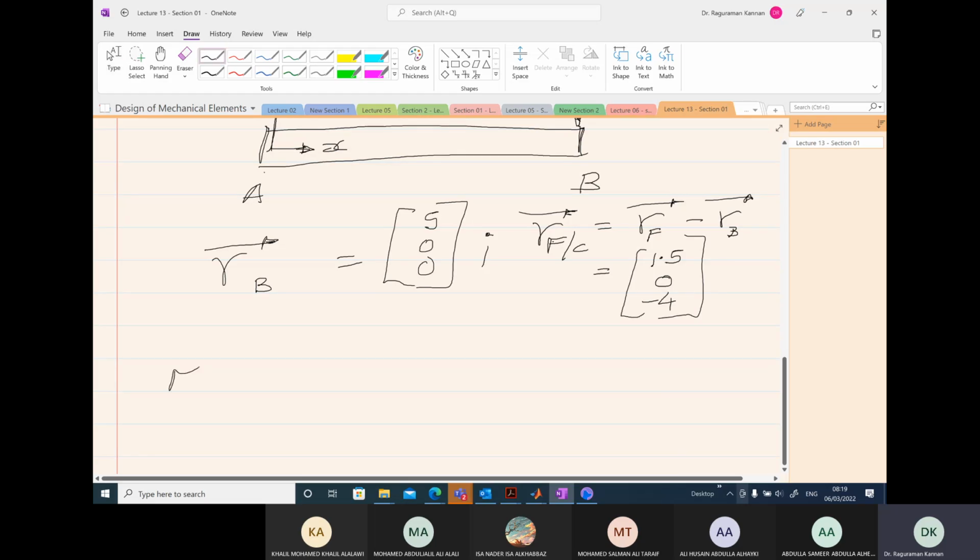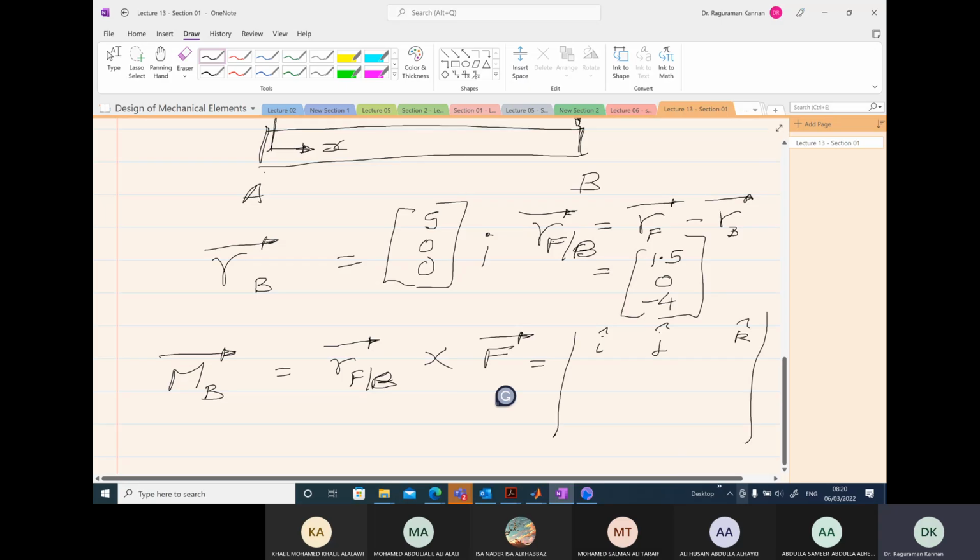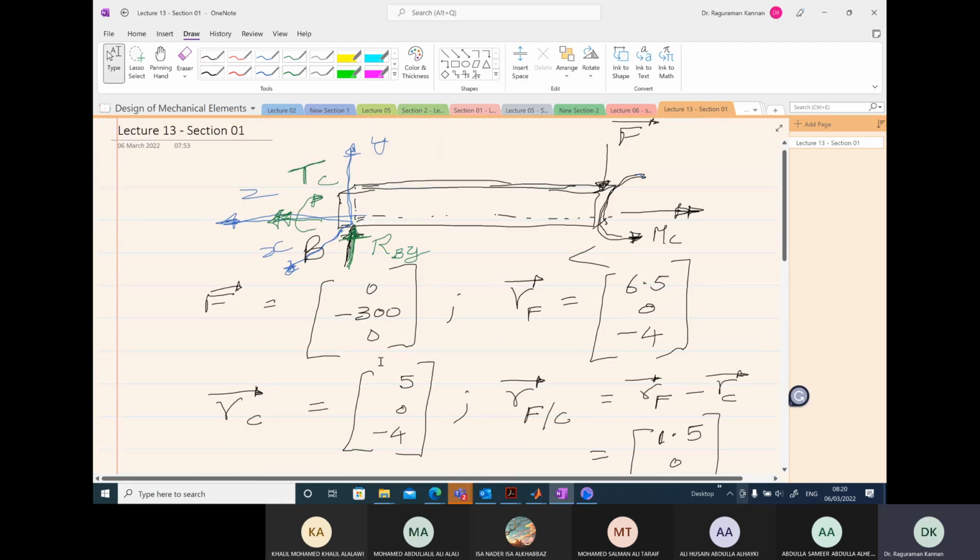Now let's go here. Moment at point B will be R_F, the position vector of F with respect to B, because we are doing it with respect to B here, cross with F. Okay, so let's write the components: 1.5, 0, minus 4, and then we have the force components 0, minus 300, 0.